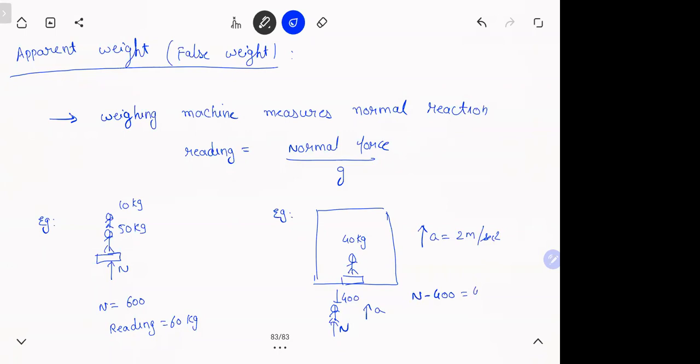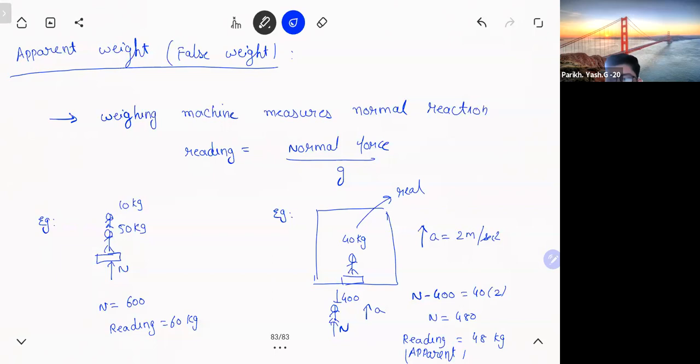That's why this is called apparent weight. Even though the weight is 40 kg, this is apparent. It's not real. It gives you a sensation the weight has increased to 48. This is happening because what the weighing machine measures is not the weight, but the normal reaction. And the normal reaction can change depending on the acceleration of the system. So this, we call it an apparent weight.